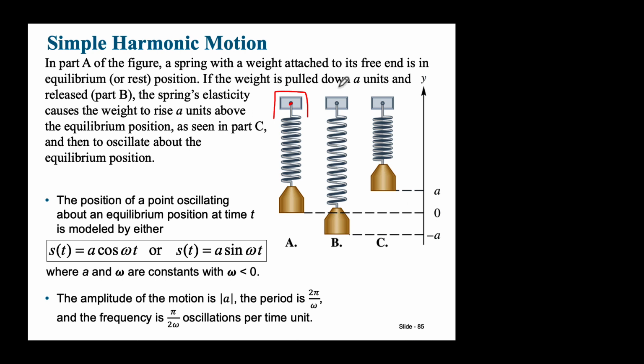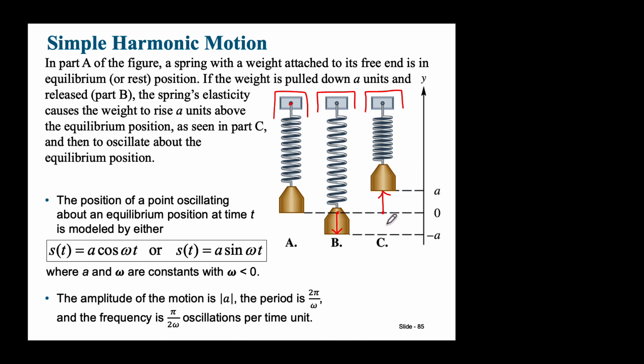Next. If the weight is pulled down a units and released, shown in part B, the spring's elasticity causes the weight to rise the same a units above the equilibrium position, as shown in part C. So here, we're taking it from equilibrium down to negative a. That's a distance of a. When we let go of it, the elasticity allows the weight to rise that same distance but above equilibrium.